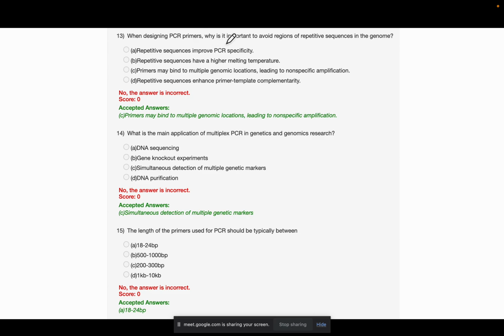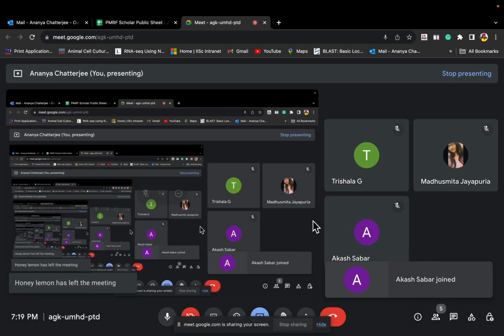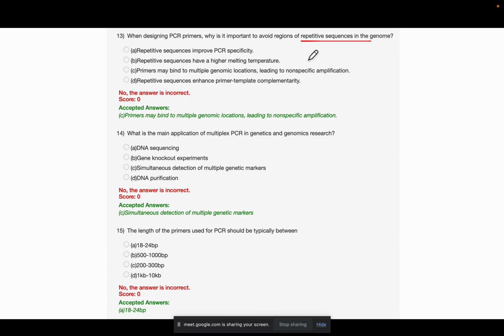When designing PCR primers, why is it so important to avoid regions of repetitive sequence in the genome? Because if you have repetitive sequence in the genome, primers will go and bind to those multiple genomic locations, leading to non-specific amplification. So whenever you are going to design PCR primers, you have to keep in mind that it's very important to avoid regions of repetitive sequence in the genome, because primers may bind to multiple genomic locations leading to non-specific amplification.